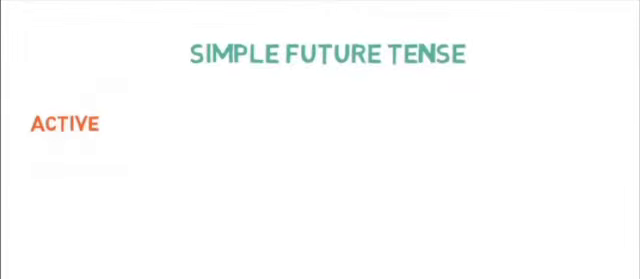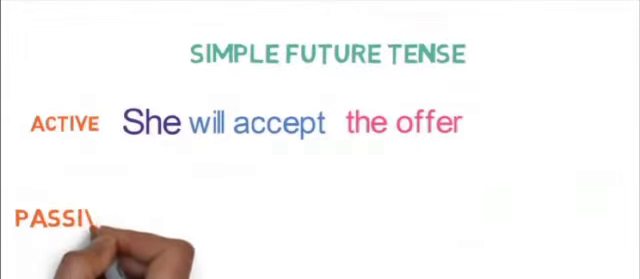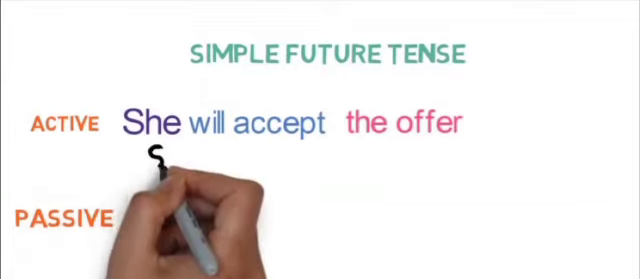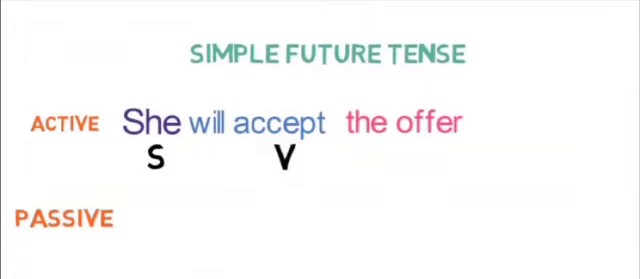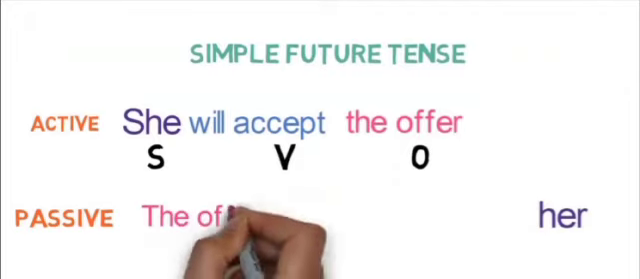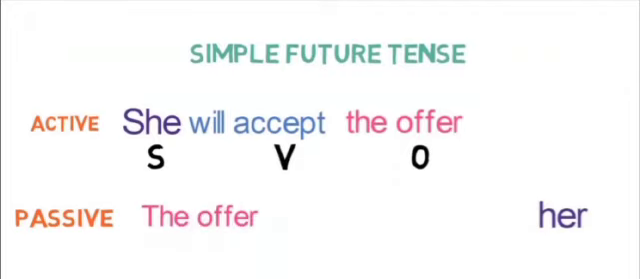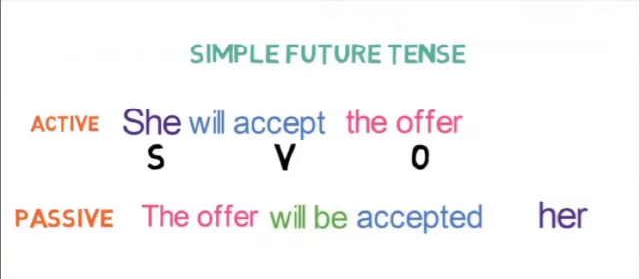Then simple future tense. In active voice, the example is she will accept the offer. First, identify the subject. Here she is the subject. Accept will be the verb and offer will be the object. Again, interchange the positions of the subject and object. The offer, your third form of verb accept will be accepted. Helping verb will be, and add the preposition by. So the answer is the offer will be accepted by her.